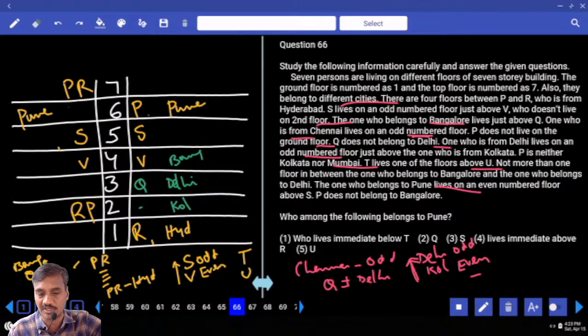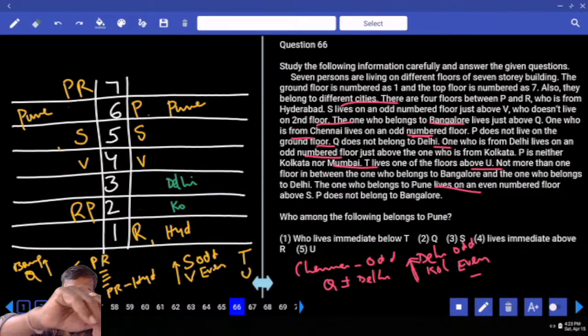And Q does not belong to Delhi. As Q does not belong to Delhi, hence this case is completely ruled out. As this case is completely ruled out, hence Delhi and Kolkata cannot be on these two places. Then what are the possibilities we have for Delhi and Kolkata?